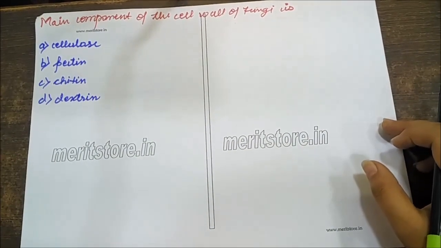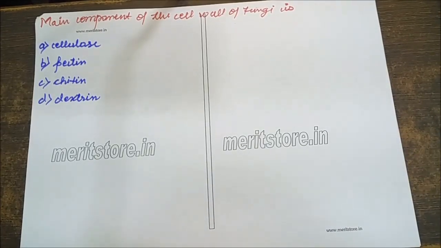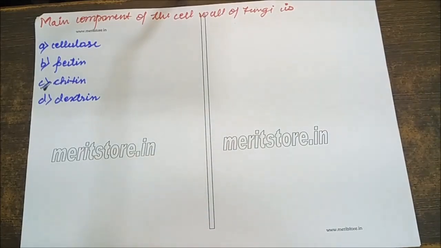Let's move to the next question. The main component of the cell wall of fungi is cellulose, pectin, chitin or dextrin. This is the most important question and the answer is chitin. Let's know how. In fungi, the cell wall contains chitin or fungal cellulose along with other polysaccharides, proteins, lipids and a number of other substances. Chitin is basically made up of N-acetyl glucosamine. In some fungi, cellulose is also present either alone, for example Phytophthora and many other oomycetes, or along with chitin.